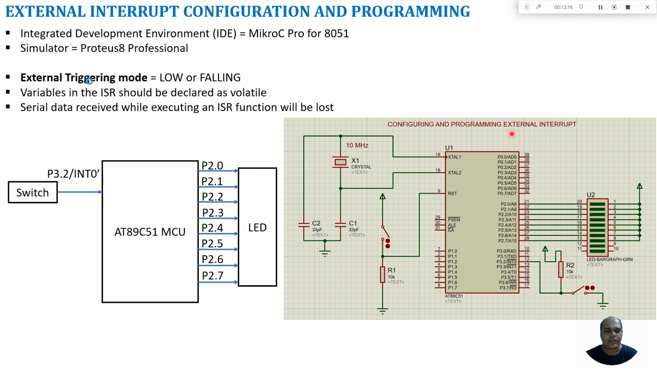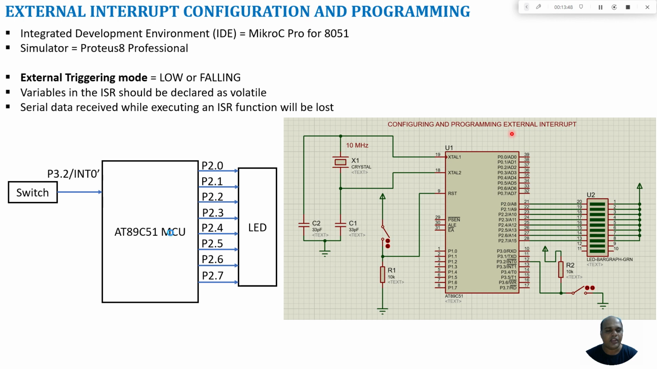The important thing is we need to configure our external triggering either to low level or falling edge. Another important aspect is that in your ISR, the interrupt service routine, the variables we use should be declared as volatile. And if I use serial data while executing an ISR function, it will be lost. If you receive data through serial port UART communication whenever we are executing the ISR, that will not be considered or will be lost.